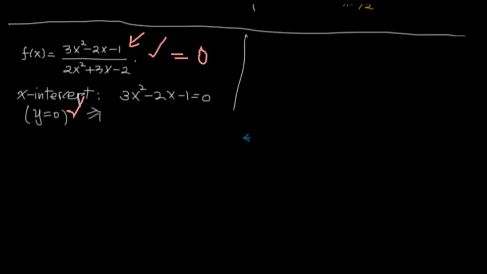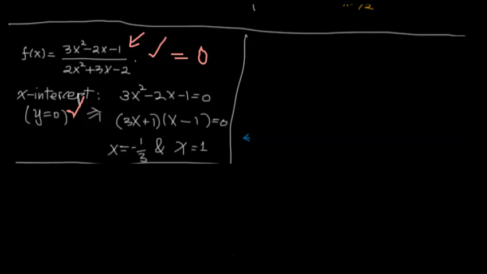It happens to have a nice factorization. If not, you have to use the quadratic formula. So the factorization is (3x + 1)(x - 1) = 0. That's the factorization, so we have two x-intercepts. Namely x equals -1/3, which came from this linear factor, and x equals 1, which came from that linear factor. So we have these two x-intercepts.